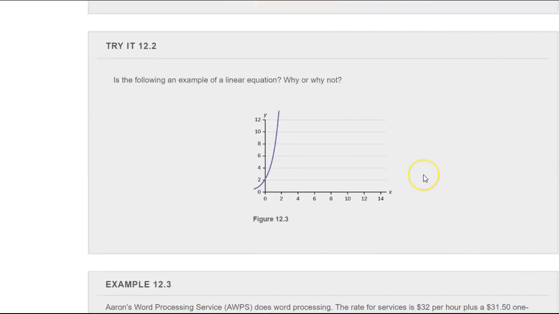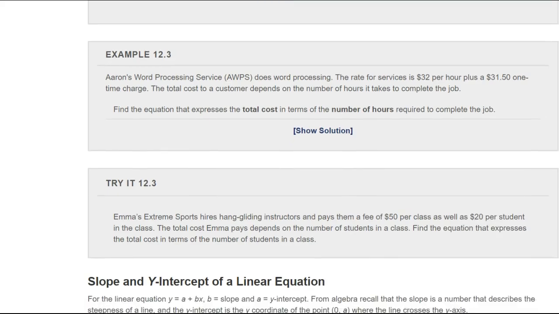Now let's take a look at this particular image. Is this a linear equation? If so, why or why not? Well, first of all, that is a line, but it's not a straight line. And because it has a curve right here, if it is not a straight line, then it is not a linear equation. This could be a multitude of different types of equations. Because of the curve I'm going with, it's probably a quadratic equation, but it is not linear. Let's look at an example.